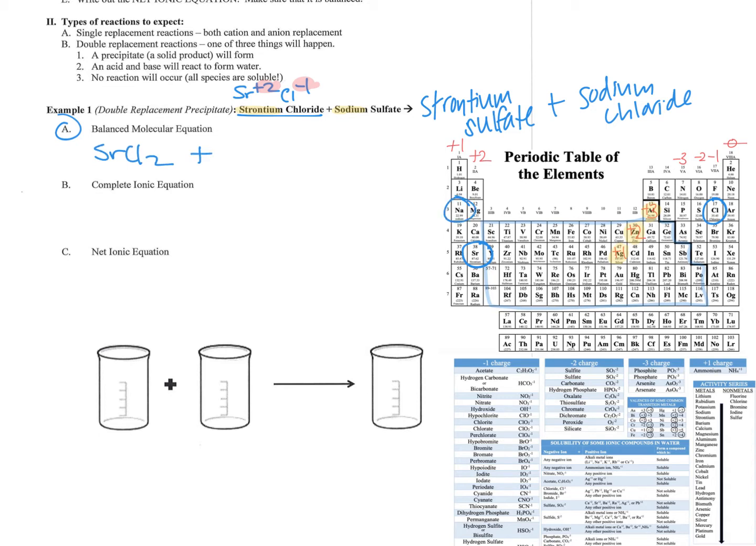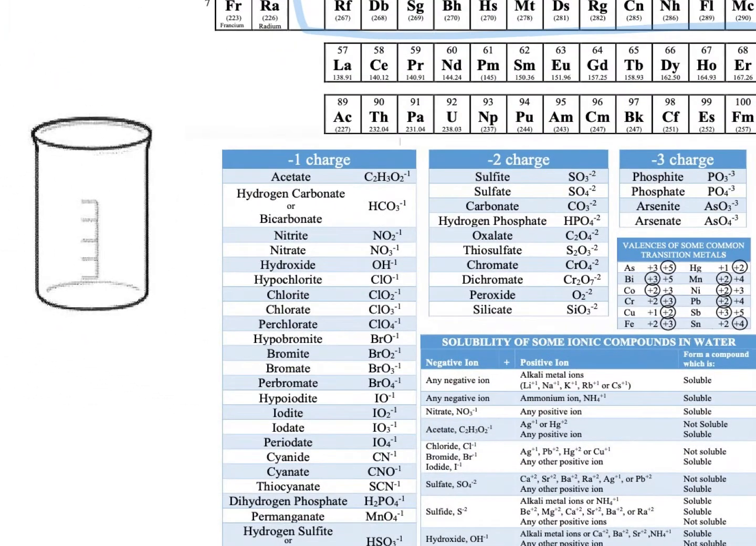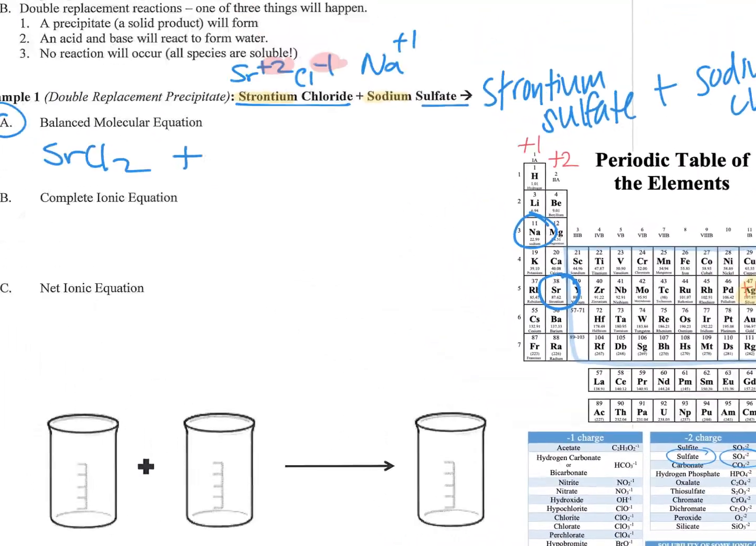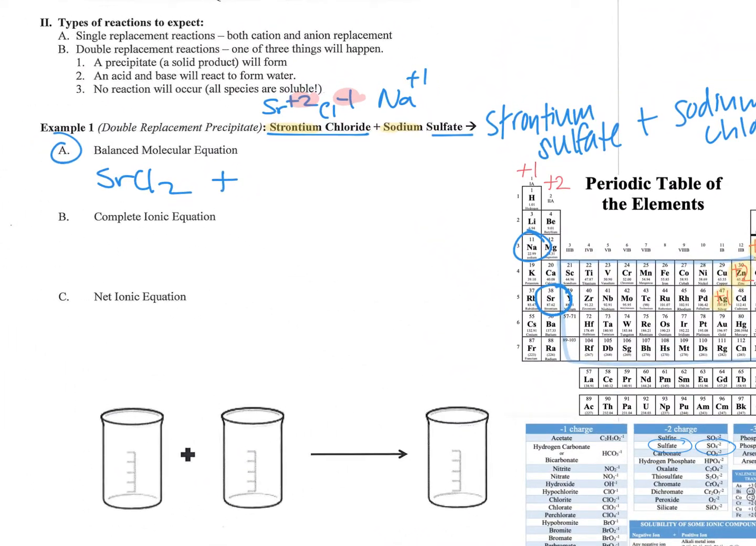plus our next compound is sodium sulfate. So we need to remember that sodium is Na, and looking at the periodic table, it has a +1 charge. And then sulfate is a polyatomic. So if you look it up on the back of your periodic table, it's SO4 with a -2 charge. And so in order to get my charges to cancel, I'm going to need 2 sodiums in my formula. So I'm going to write Na2SO4, and then I will do my reaction arrow.